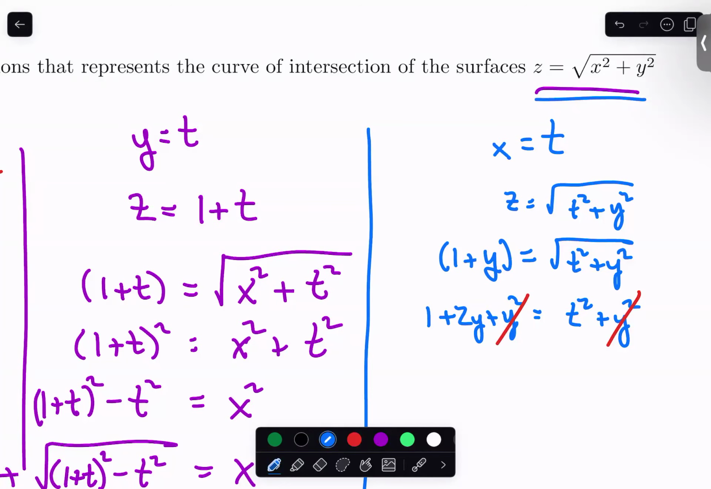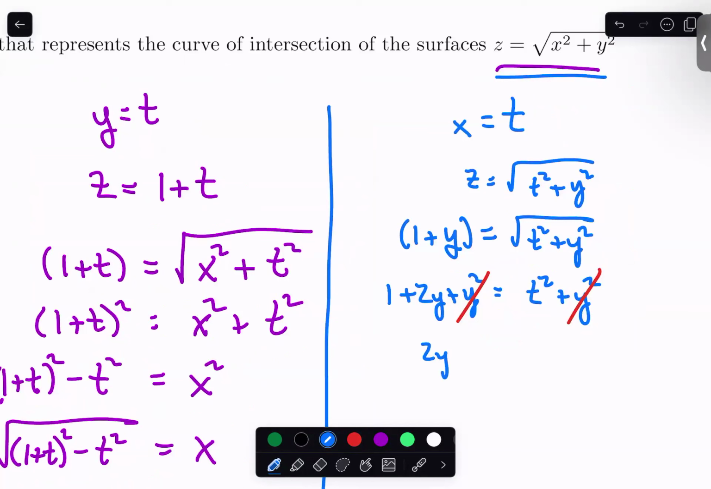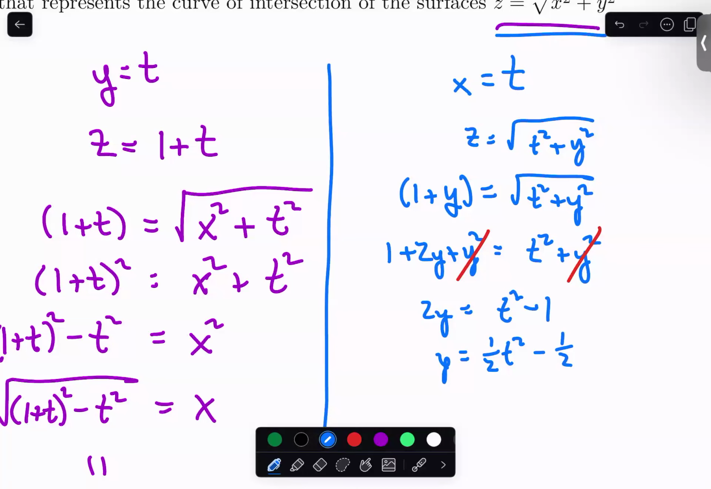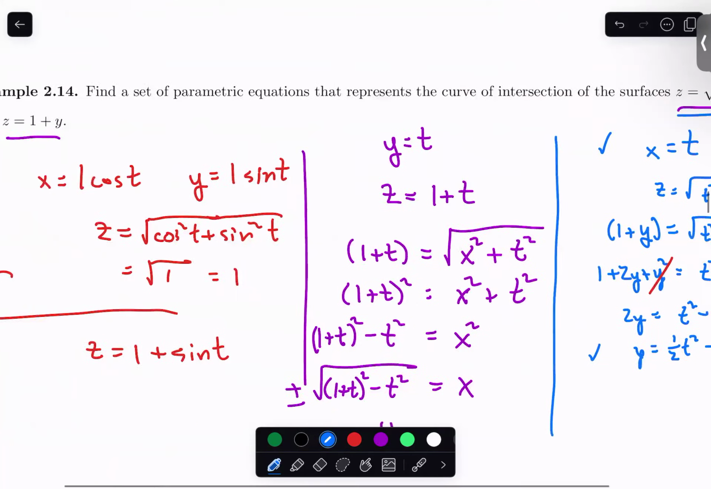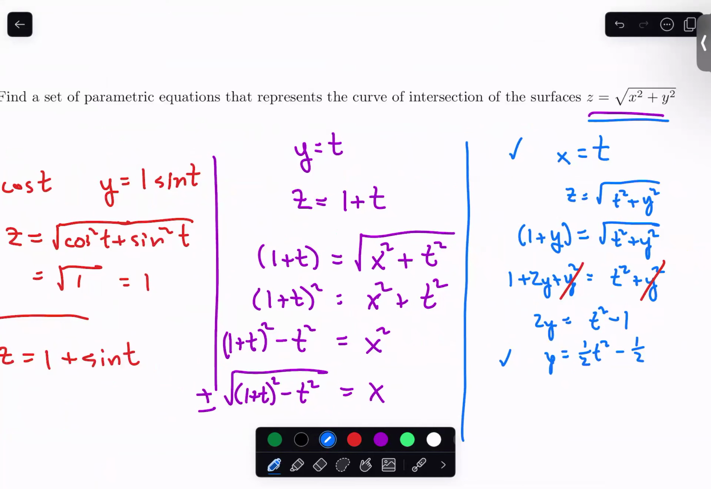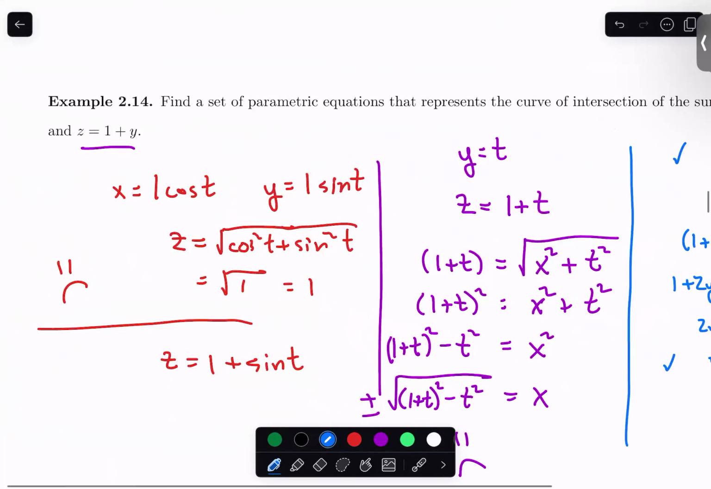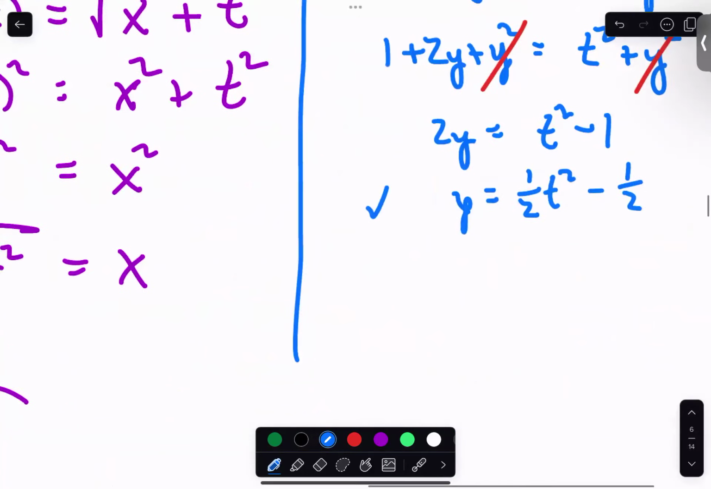And so now, in order to solve for y, I'm going to have 2y is equal to t squared minus 1. So y is going to be equal to 1/2 t squared minus 1/2, just dividing by 2 across the board. So now I have my x and I have my y, but I still need my z. Luckily, you should be able to plug this into either one at this point, but the second one here is looking way simpler. So I'm going to go ahead and plug it into there. Z is equal to 1 plus y.